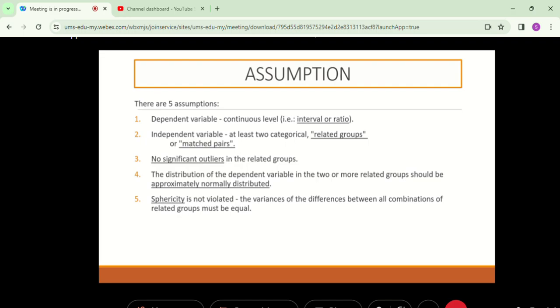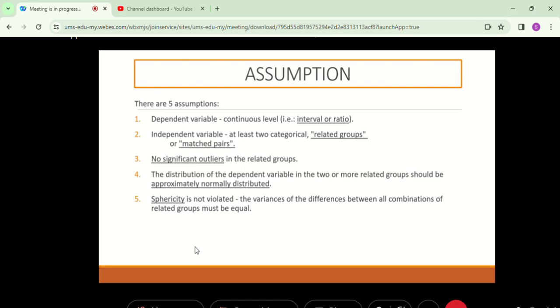And the fourth one, the distributions of the dependent variable in the 2 or more related groups should be approximately normally distributed. So I underlined the words approximately normally distributed. It means that the ANOVA with dependent samples is quite robust to non-normality. It is sufficient to have the distribution approximately normally distributed.